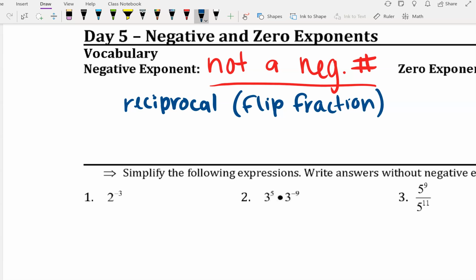So if we have, for example, a to the negative b power, what you want to do is take care of the negative. You always want to get rid of the negative. You can't have negative exponents on your answer. To get rid of that, we're going to take this a and flip it to the bottom of a fraction. The exponent stays b, but the negative goes away. And then we don't have anything on the top of the fraction, so we just put a 1. So a negative exponent does not mean a negative number, it means flip the fraction.